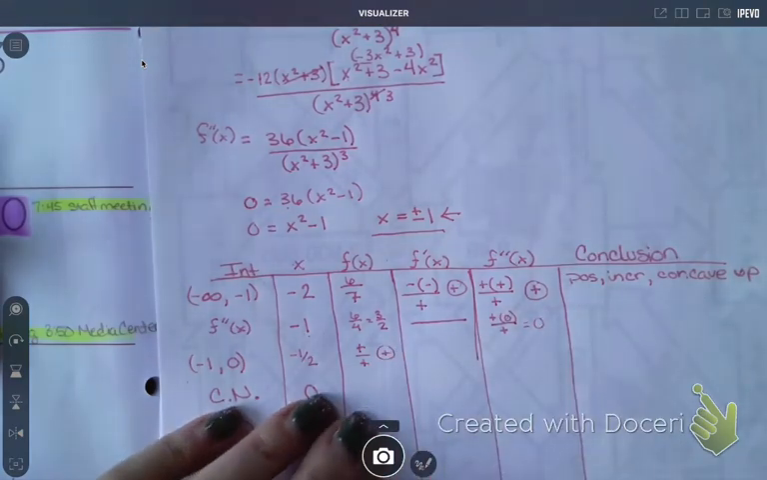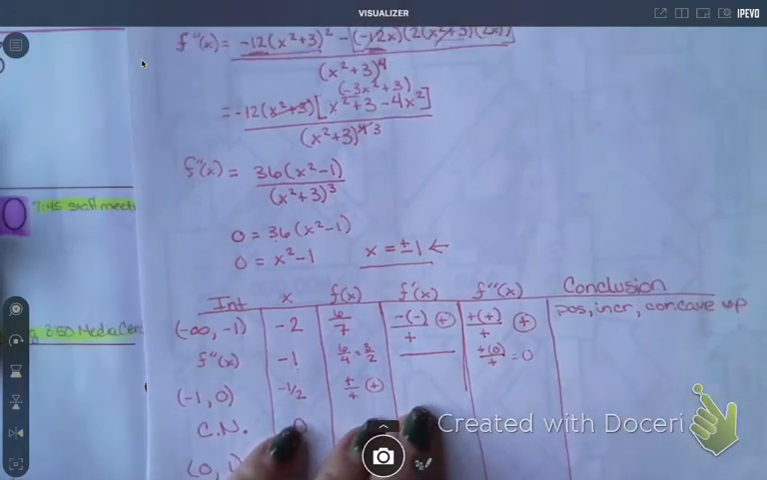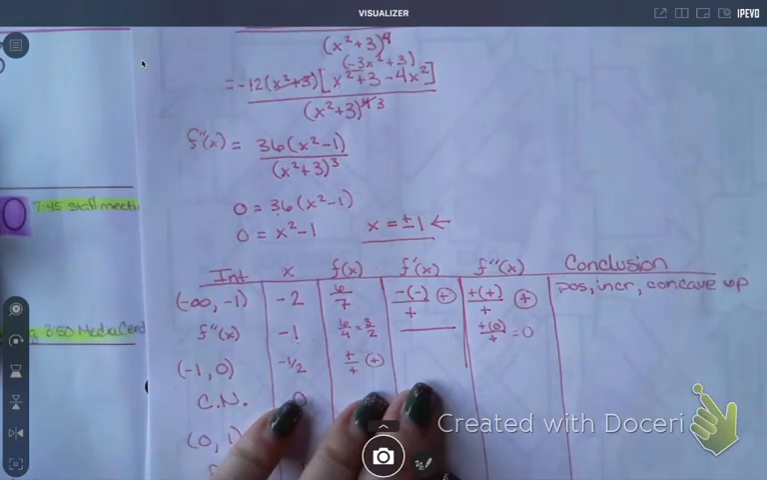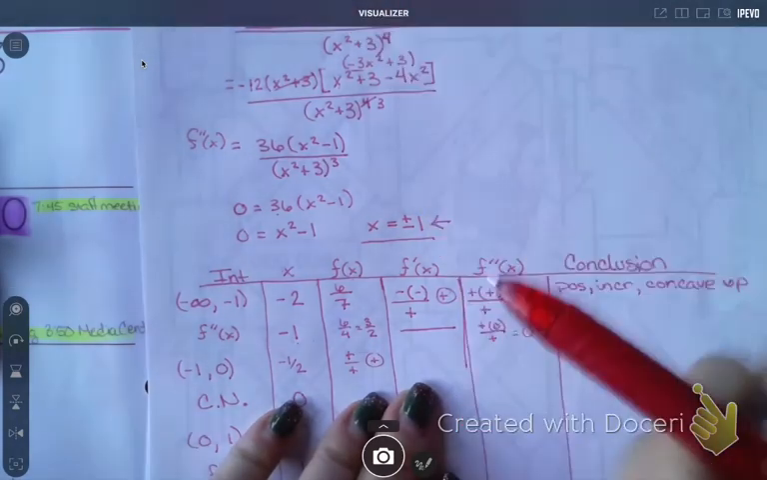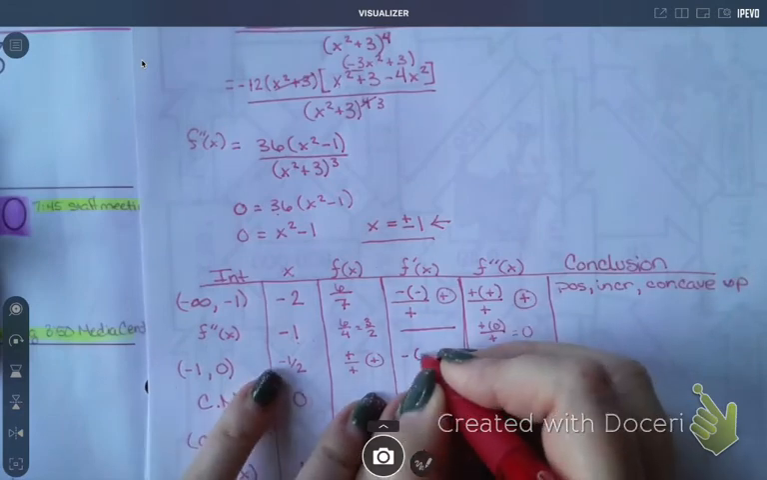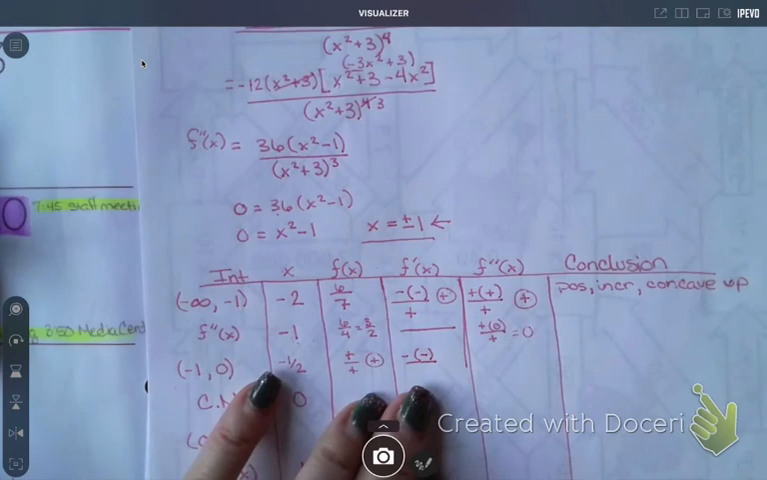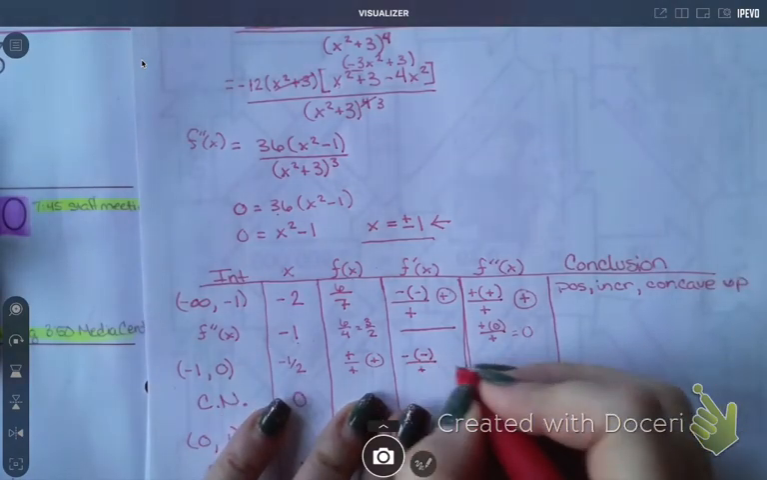Okay. So plug it into the first derivative. I wish I could have it all up there, but if I do, you can't see. So negative 12 is negative, right? Times negative 1/2 over, and my whole denominator is going to be what? Positive, so the whole thing is positive.